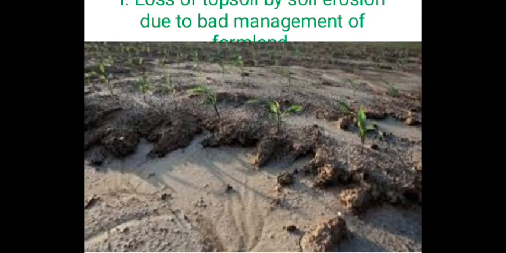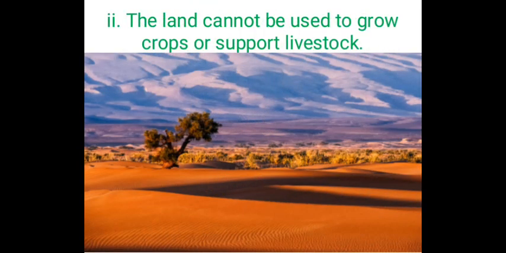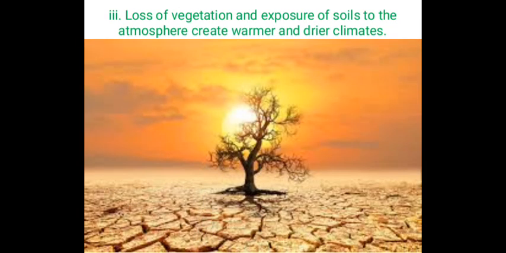Let's look at the effects of desertification. First, loss of topsoil due to bad management of farmland. The second one, the land cannot be used to grow crops or support livestock. The third one is loss of vegetation and exposure of soil to the atmosphere create warmer and drier climates.